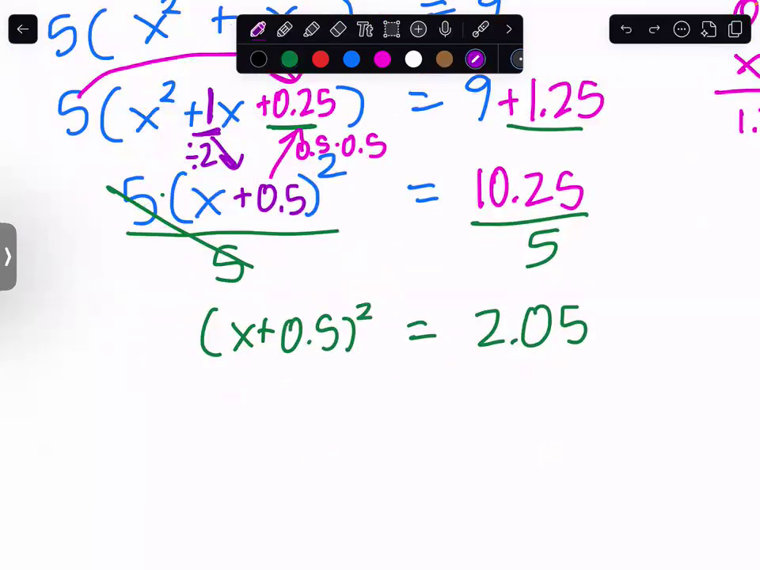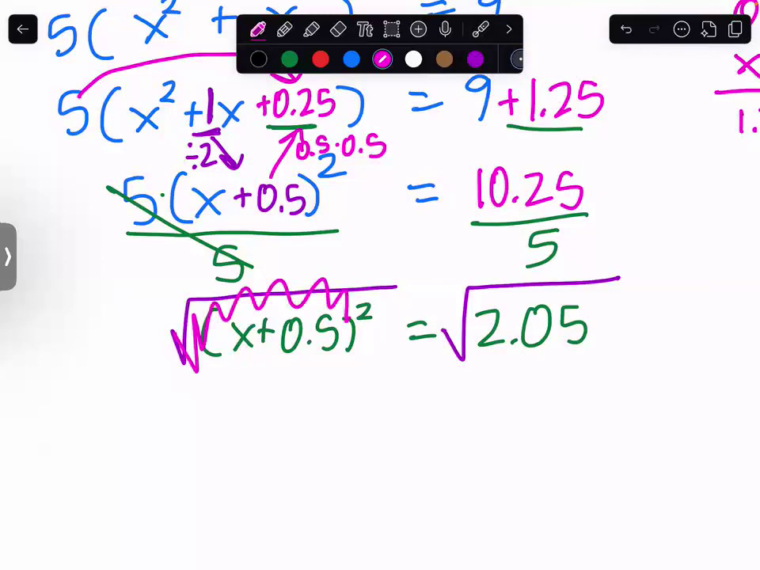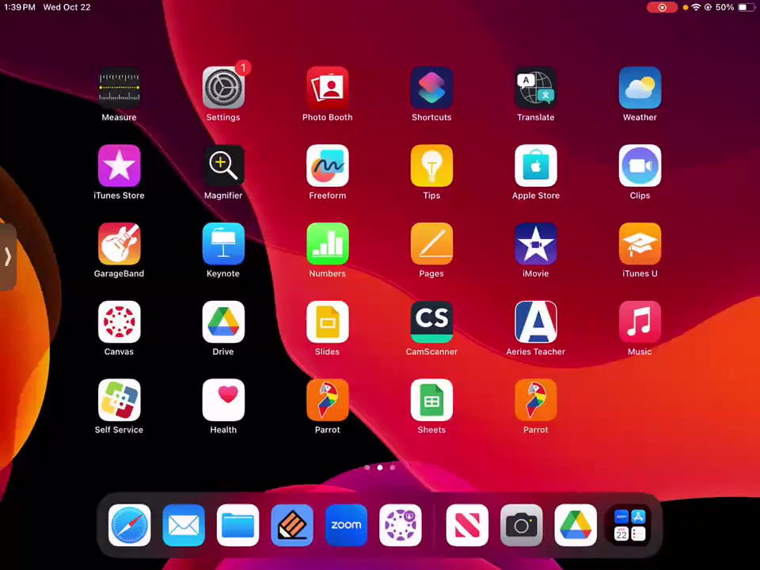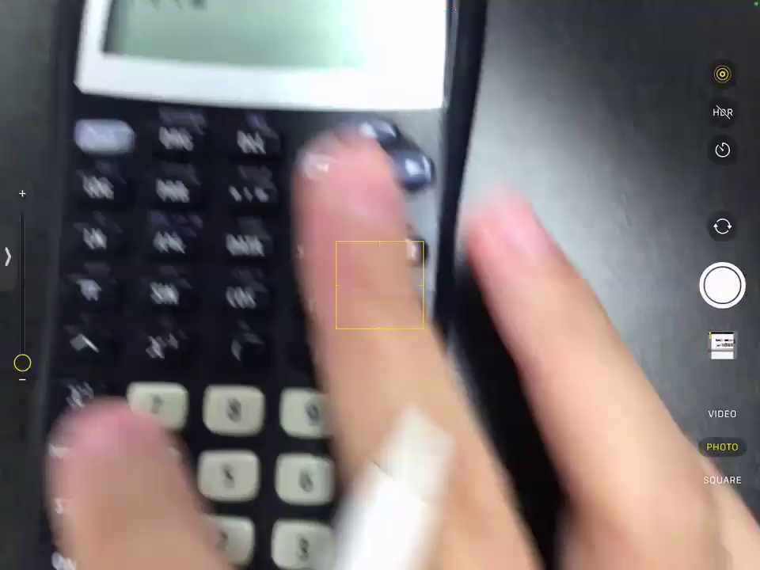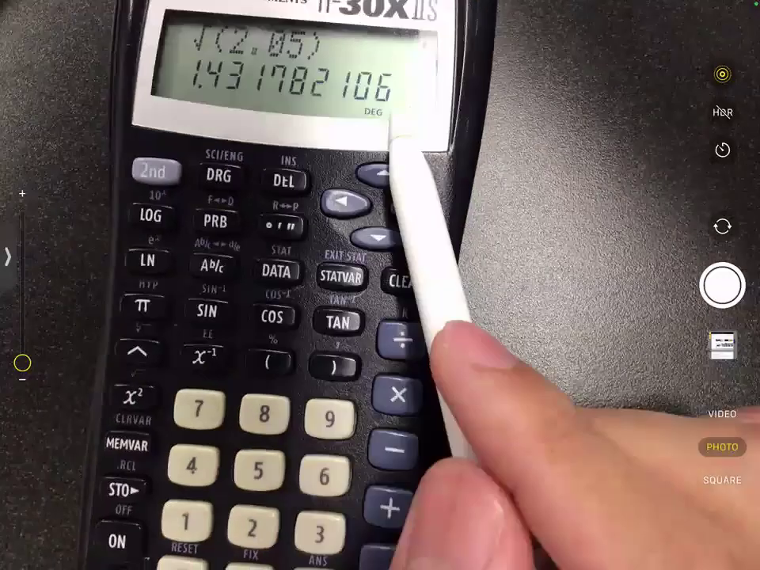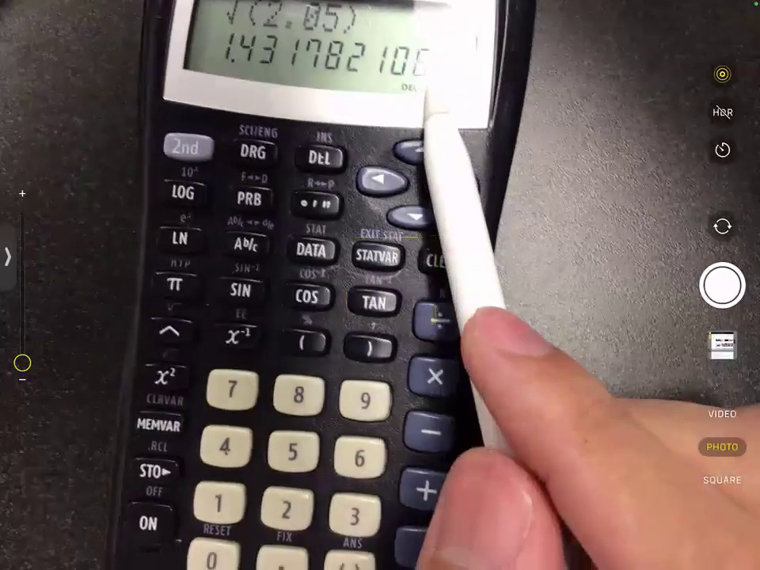Okay, so now how do we get rid of the exponent? We square root both sides. On the left side, right, the whole point is to cancel out the parentheses squared, leaving the inside behind. Okay, and let's see what happens when we use our calculators for square root of 2.05. Okay, so this one does not simplify nicely. The decimals go all the way to the edge of our screen. So that means that this square root does not simplify.